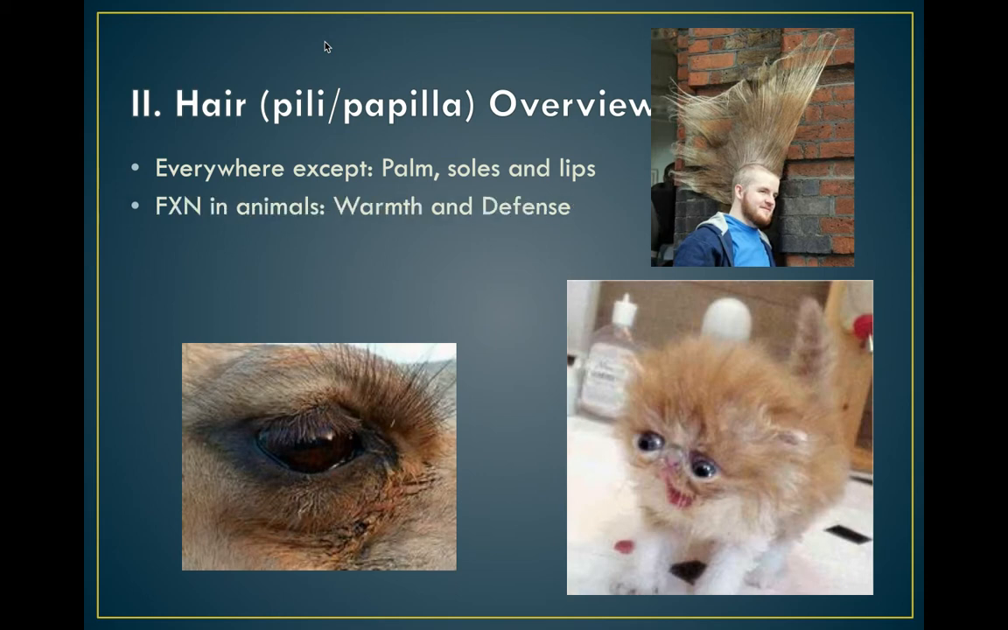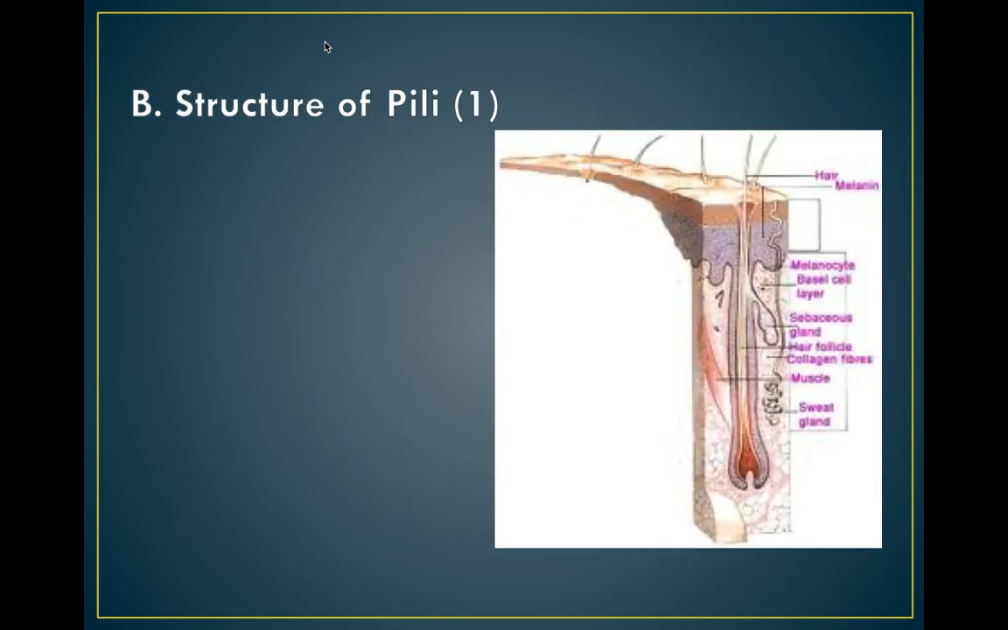our lips. Functions in animals are for warmth and defense, and more specifically in humans, yes, we are animals, but a little more evolved, hair is for protection and sensation. So, structure of a pili. A pili is one single hair.